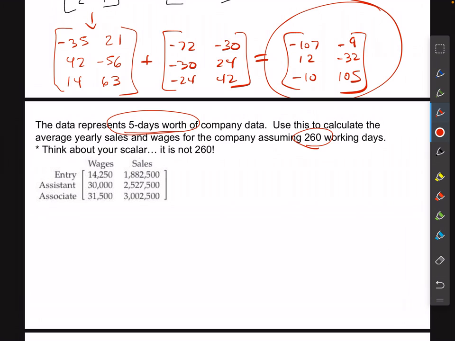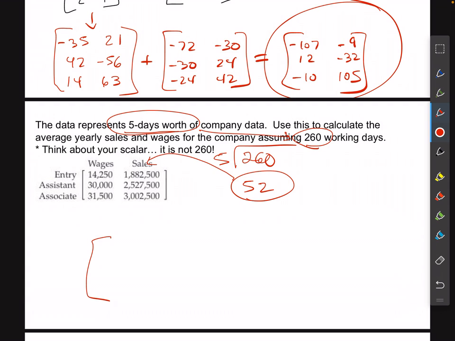Okay, so what we have to do then is we have to figure it out. It's not 260 because this is 5 days worth of data. So we actually have to take 260 and divide it by 5. And when we do that, we get 52. And that makes sense because there's 52 weeks in a year. So that makes good sense. Now let's multiply that 52 out by what we see inside.